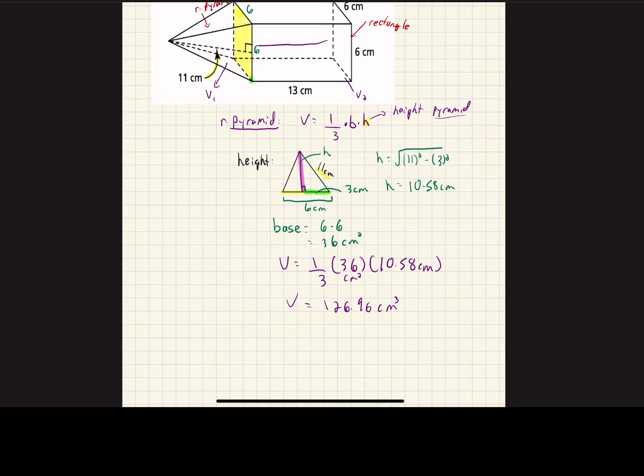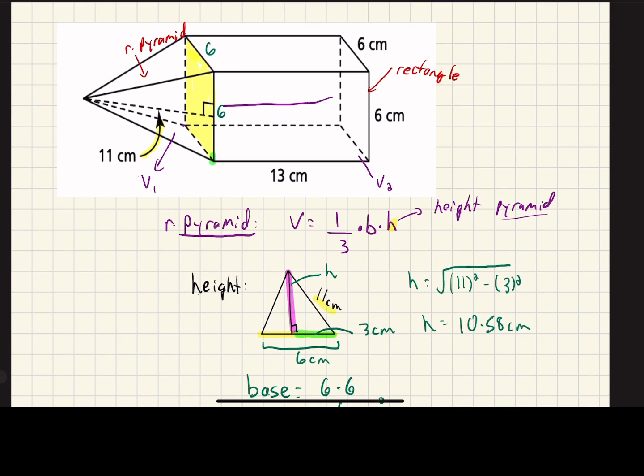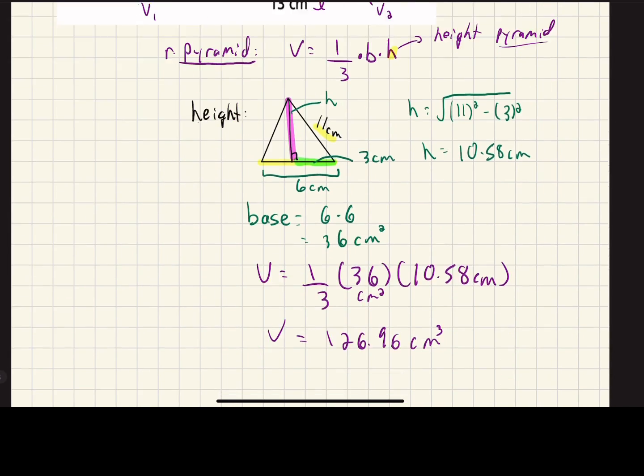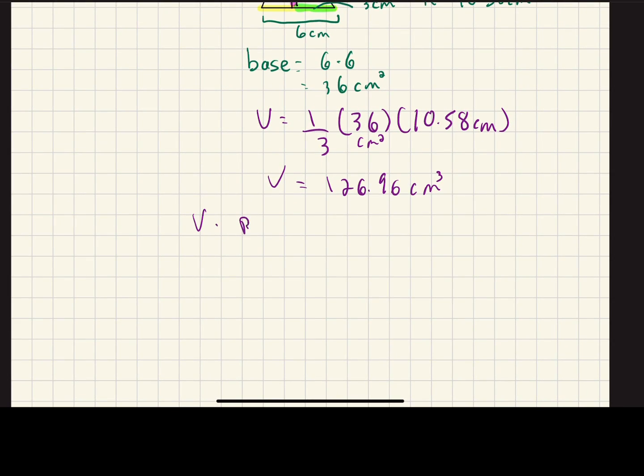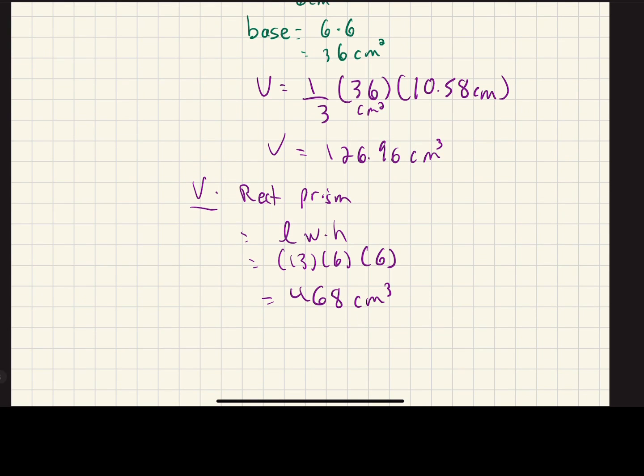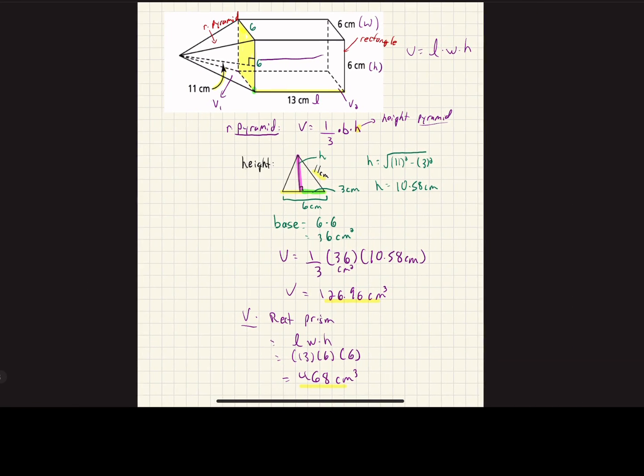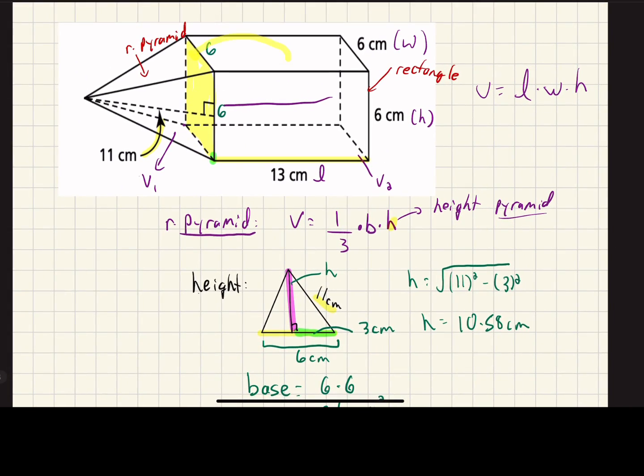Now for the rectangle here, remember that the volume of a rectangular prism is length times width times height, which the length would be the 13 over here. The width would be, let's say, over here, and then the height would be this. So plugging that in now, when I'm getting the volume of the rectangular prism, we would just plug it in as follows. For the total volume of this prism here, we would just add these two together.